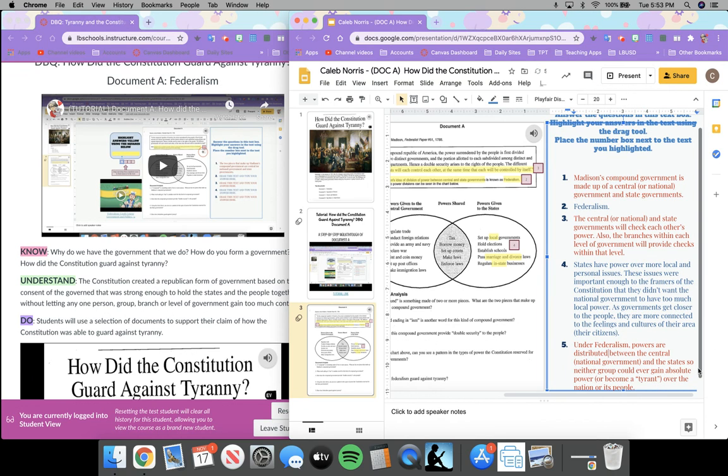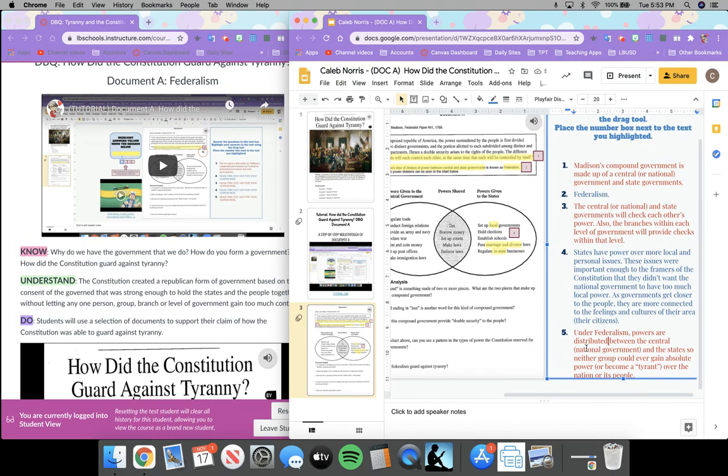So looking at our answer again, under federalism, so I've put the idea of federalism into a sentence. Powers are distributed between the central and the national government. So central and national government, again, just sort of summarizing all of my answers together. Okay. Neither group can ever gain absolute power because they're constantly checking each other and themselves. And so they'll never have that absolute power over the nation or the people. So kind of putting all of these ideas together is what brought us to number 5.